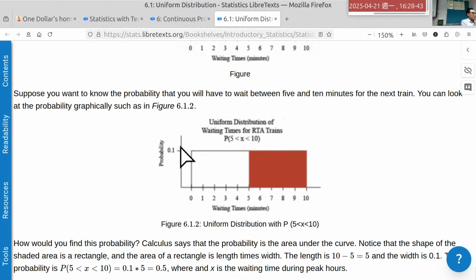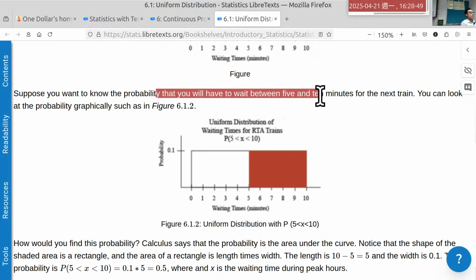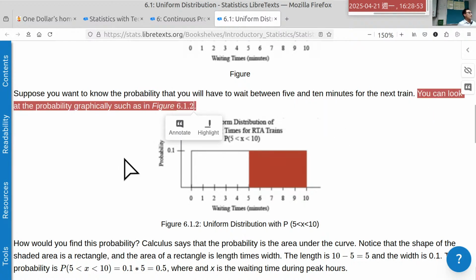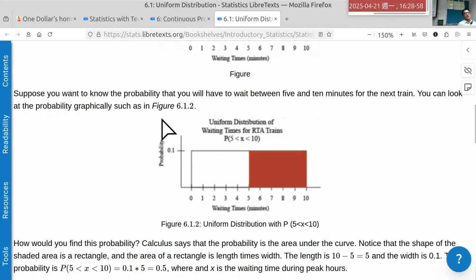Suppose you want to know the probability that you will have to wait between 5 and 10 minutes for the next train. You can look at the probability graphically, such as figure 6.1.2, the red area of this one. The height is always 0.1.